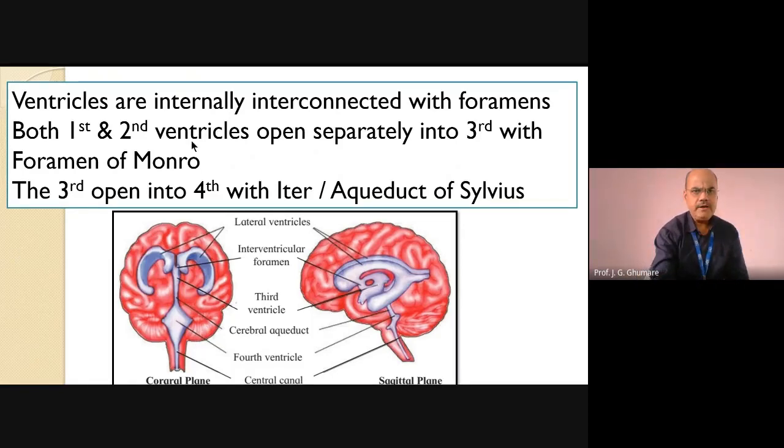We'll have openings here. Ventricles number 1 and 2 open separately into the third. See, separately into the third. The opening is called the foramen of Monro. And the third will open into the fourth with the opening called the iter or aqueduct of Sylvius. That's it. This is something about the ventricles of the brain.